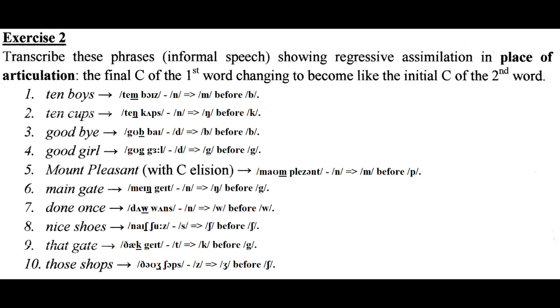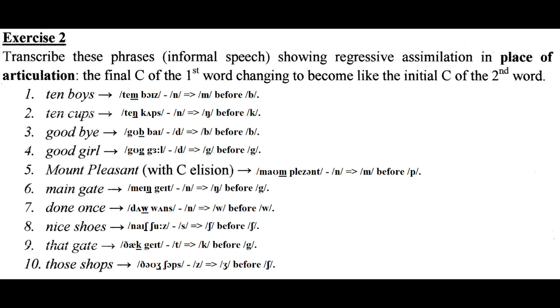Number 4, "good girl". It becomes "goog girl". Again, the d becomes g because of g. And here we do not pronounce two g's, but we make it, as I said, a linking process, and we make it one g, but slightly longer than usual.